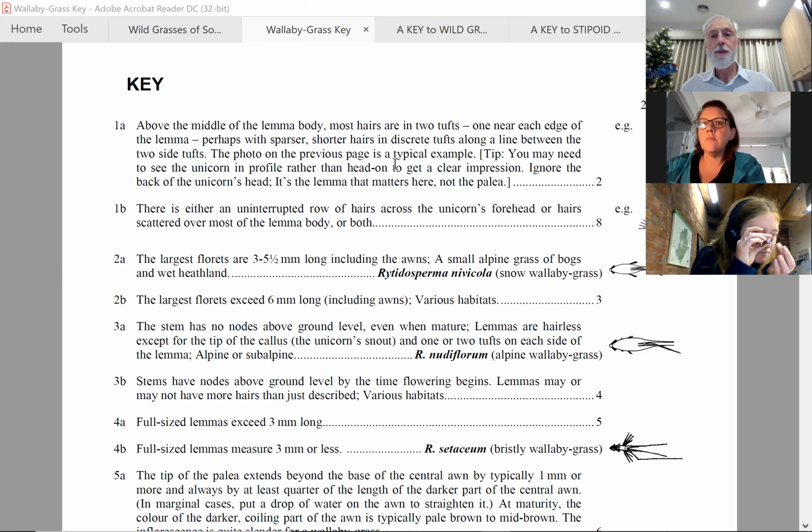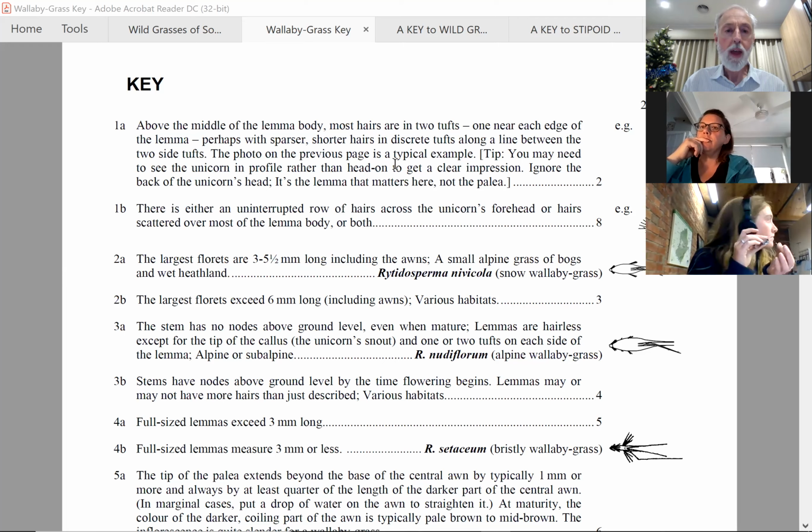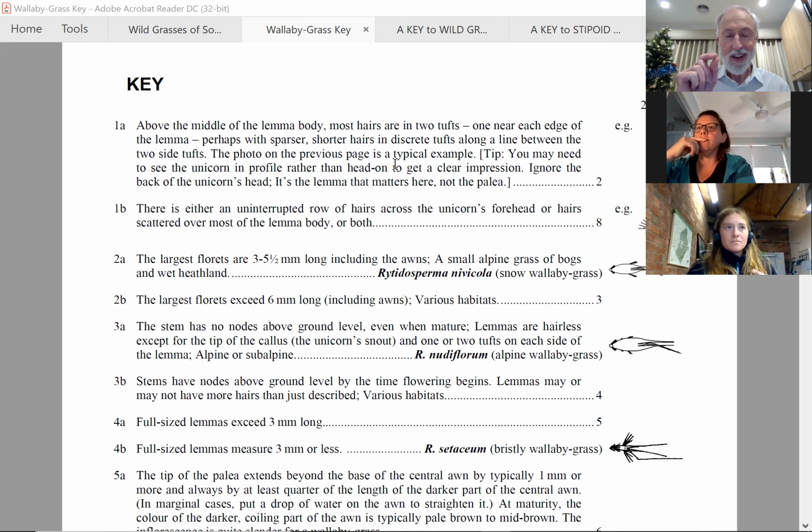Now, I'm going to spend a bit of time on this because the greatest problem that people have with using any key to wallaby grasses, including this one, is this couplet, where the hairs are and whether there are hairs scattered all over the unicorn's face and that sort of thing, because people are, by and large, not used to having to look at things up really close, particularly really tiny things.